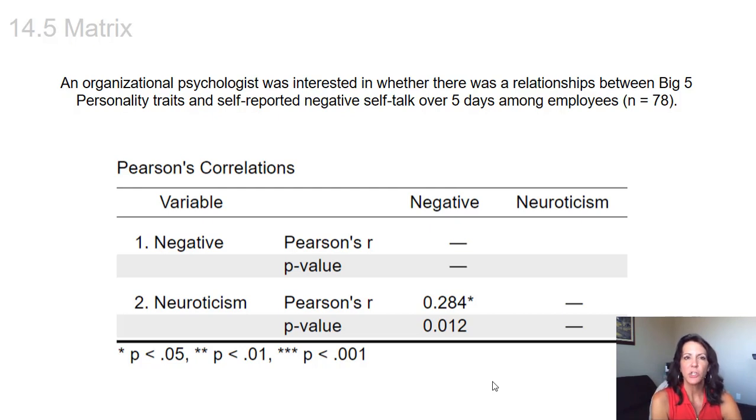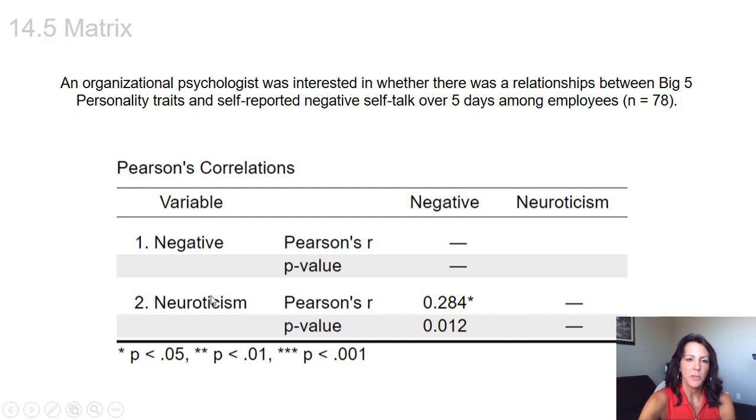An organizational psychologist wanted to know if there's a relationship between the Big Five personality trait of neuroticism and negative self-talk. Do these two things go together? So we have from a statistical software program, maybe something like JASP, this correlation matrix. And from this, we can tell if there is statistical significance. So let's read this matrix.